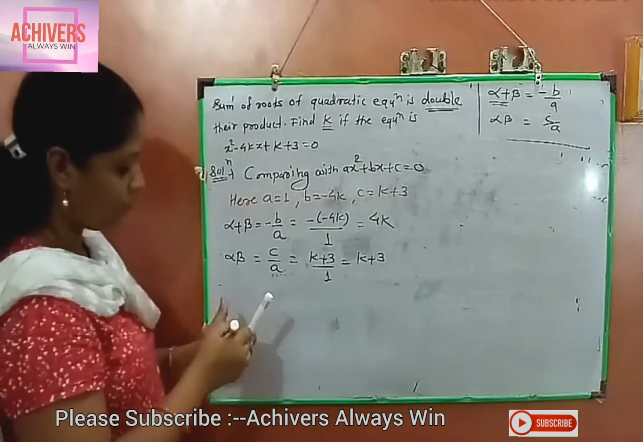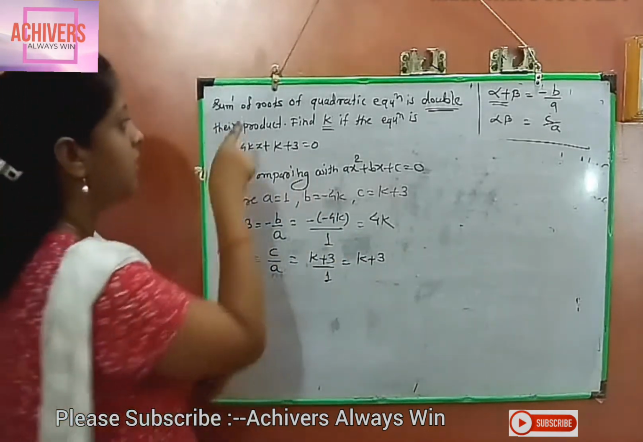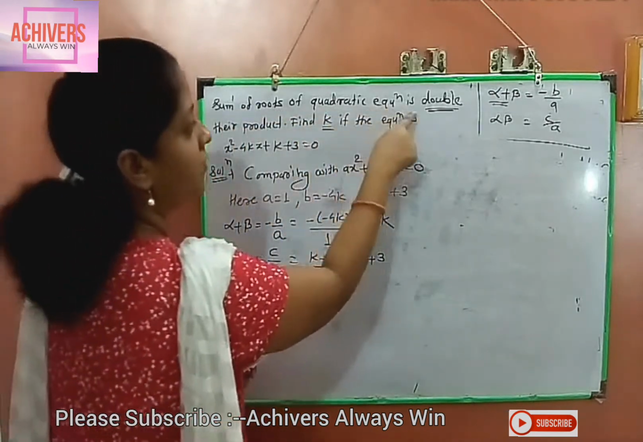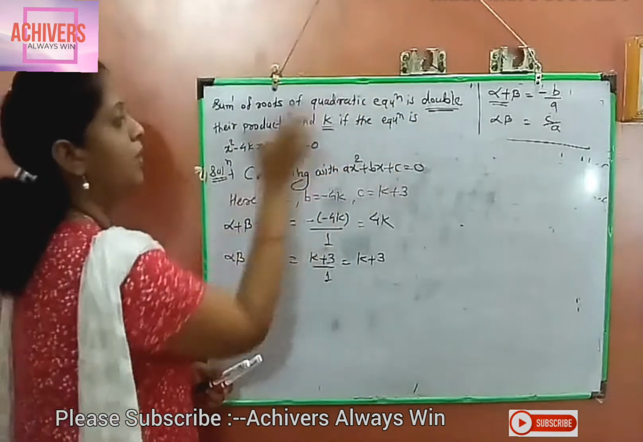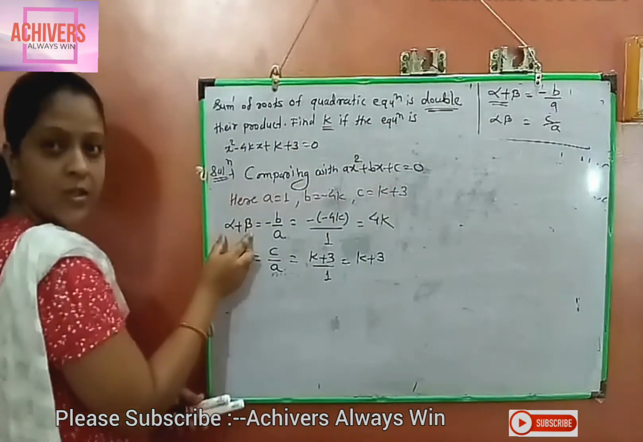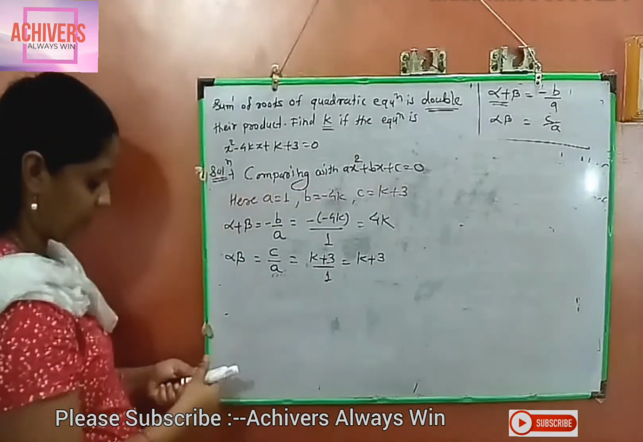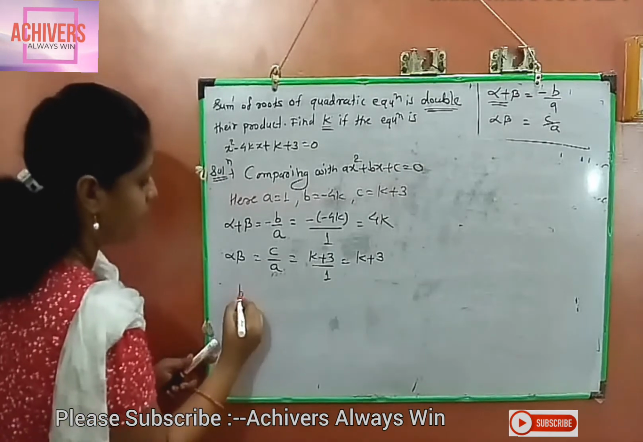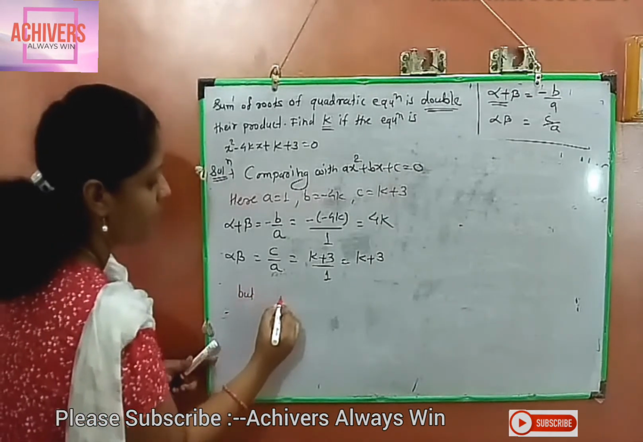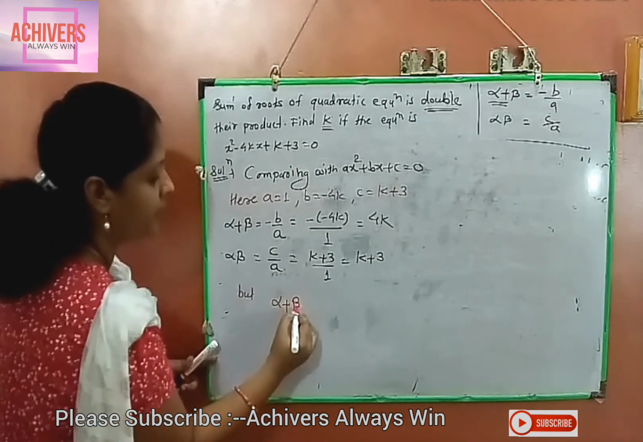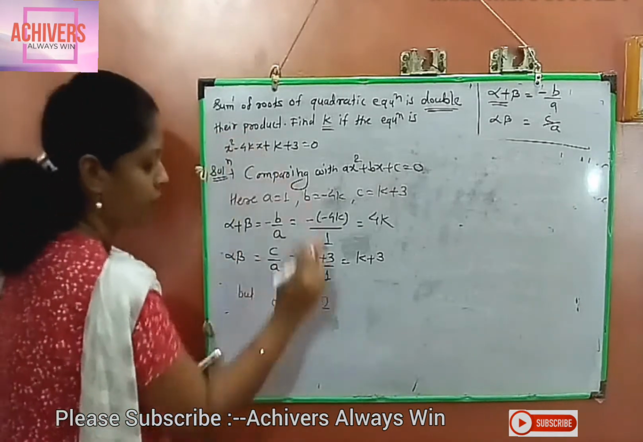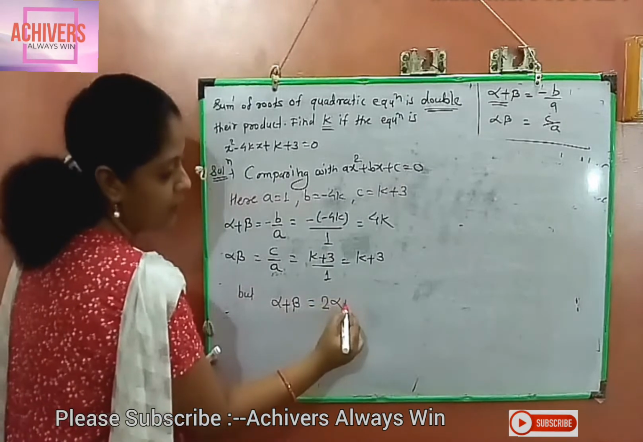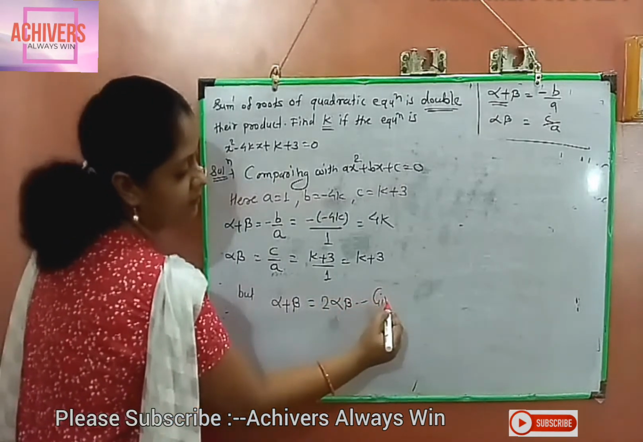And here we have mentioned one condition. Which condition? The roots of the quadratic equation are double their product. It means the sum is double the product. Which sum? Alpha plus beta. Alpha plus beta is double, meaning 2 times their product, and product means alpha multiplied by beta.